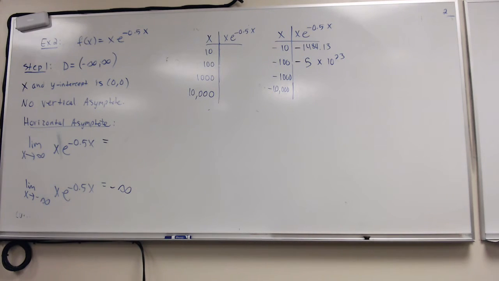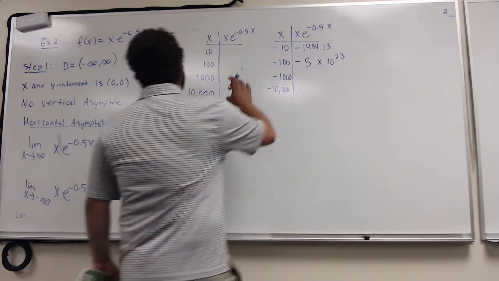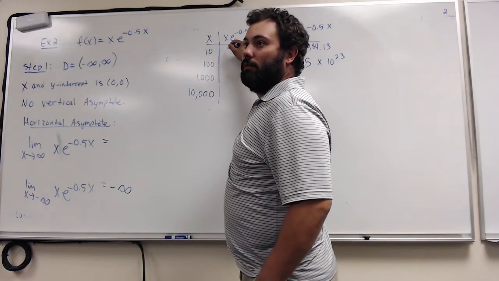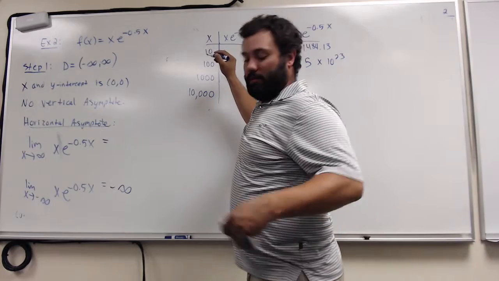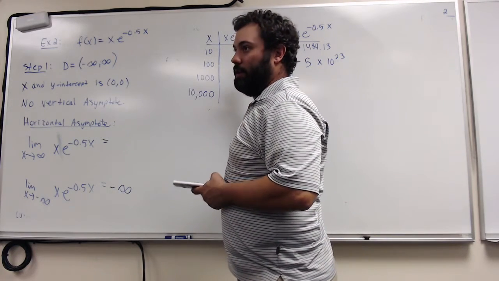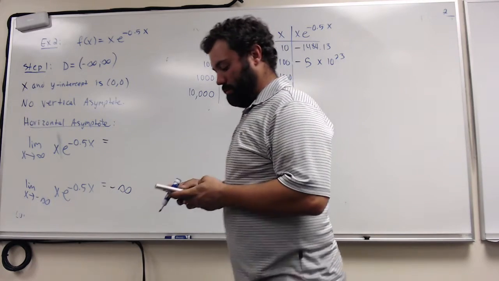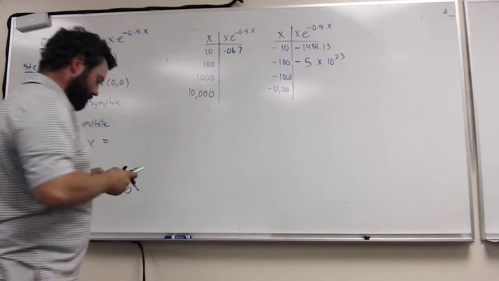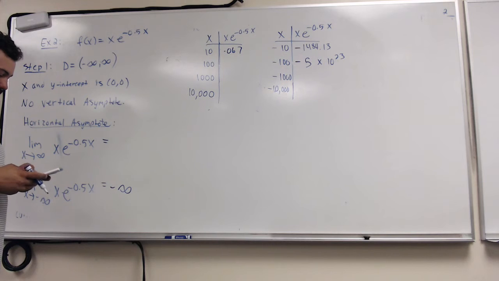Anybody want to share? Anybody get something for 10, 100, 1,000? Just gets really, really small. Like really fast? What'd you get when you plugged in 10? 0.067. And yeah, this one might already be giant already.